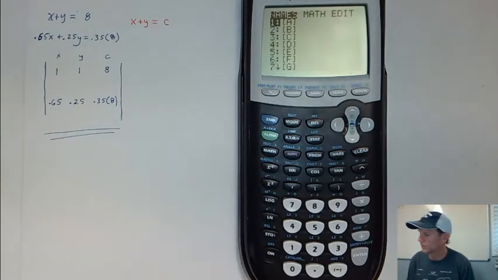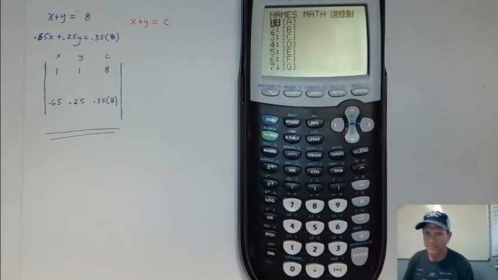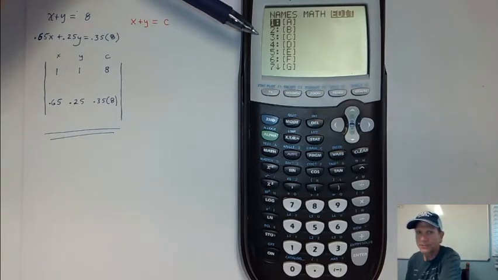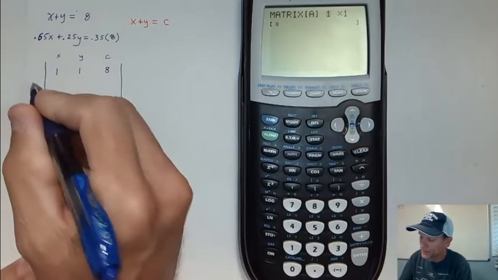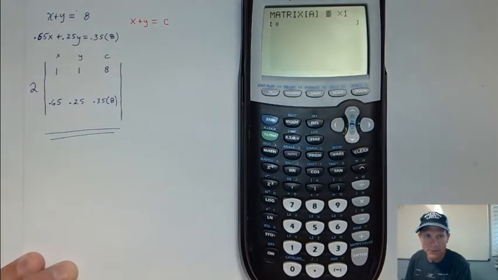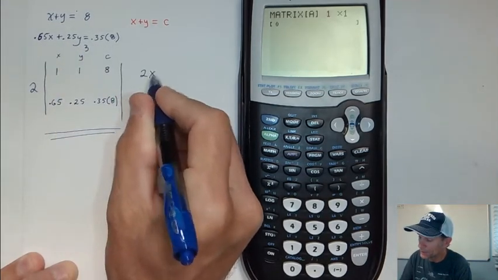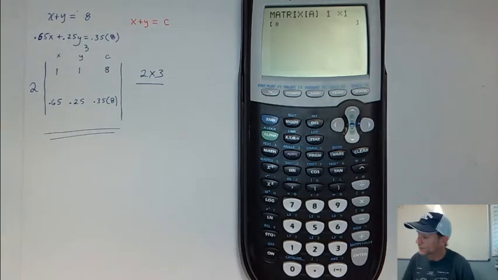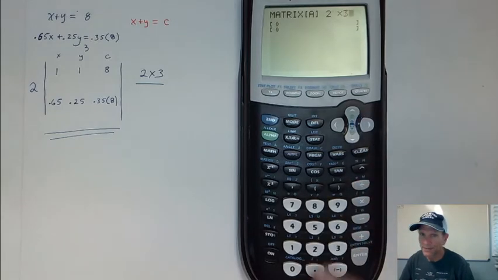And you'll see you get 3 options in here: names, math, and edit. What I'm going to do is use my right arrow and go over to edit. And since this first matrix here is highlighted, I'm going to just hit enter, and it's going to give me a spot to enter in the matrix. Now this matrix here is 2 rows by 3 columns. So it's a 2 by 3 matrix. All right, so I'm going to type a 2 here, and I'm going to use my arrow key, and I'm going to type a 3.